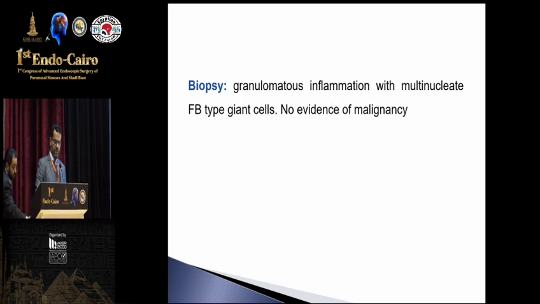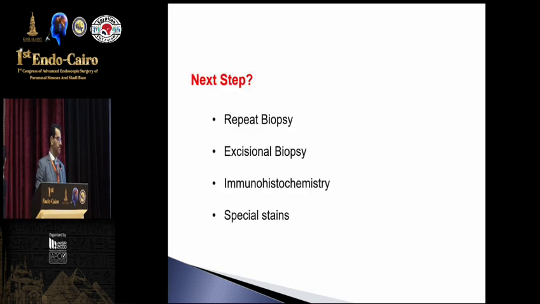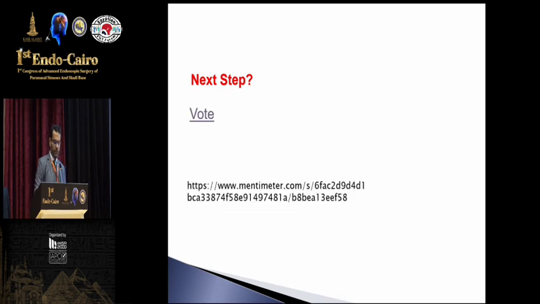So the question is, in the next step, and this is the question for you, are we going to repeat the biopsy, or are we going to attempt to do an excisional biopsy in order to make sure that we are targeting every part of the mass? Or are we going to do immunohistochemistry, or maybe do some special stains or something? And I'm going to ask you to vote for that.